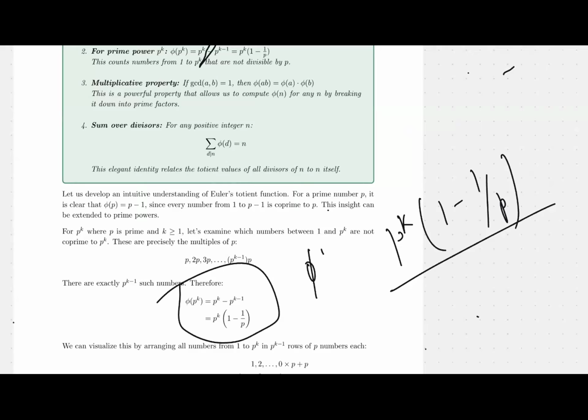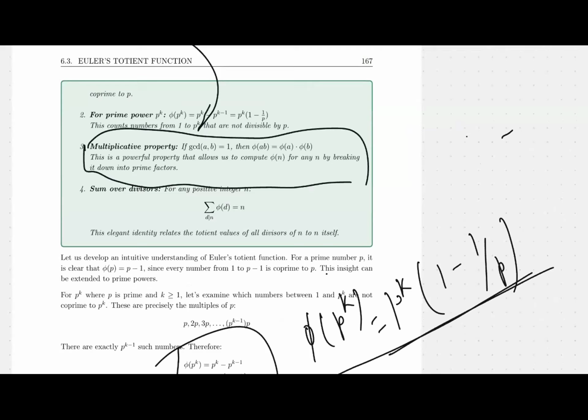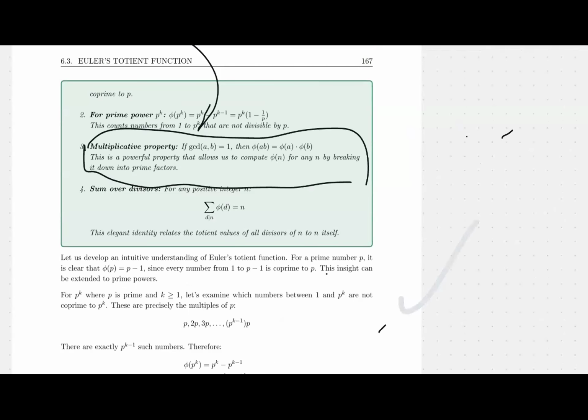Now let's look at this multiplicative property. It is very important. So think of it this way. Let's assume, let's look at 3. 3 is co-prime to 7, correct?